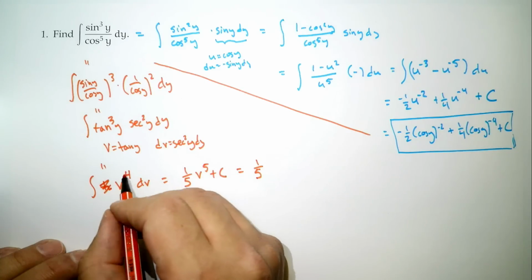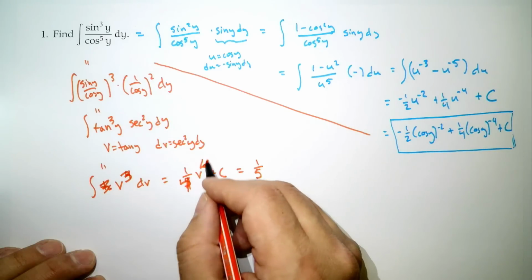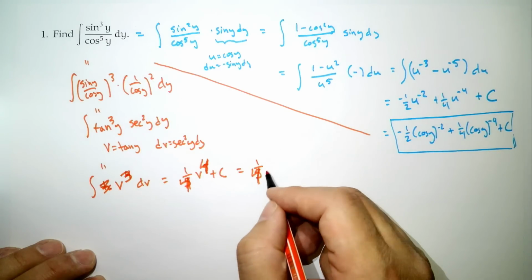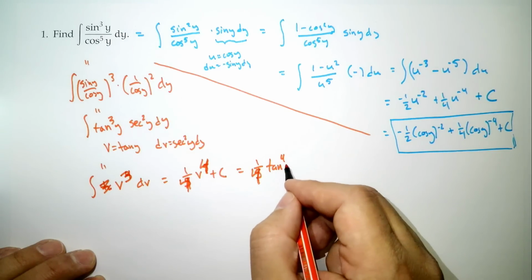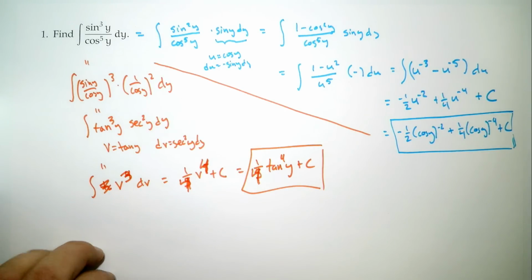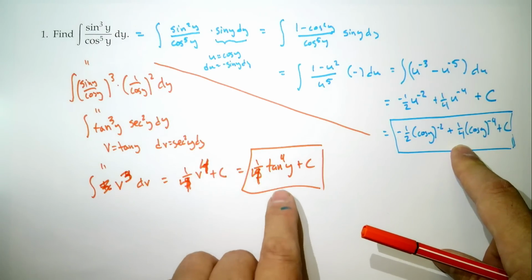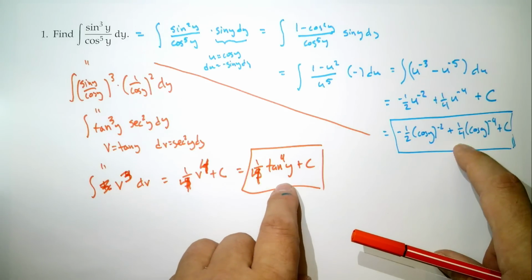meaning our final answer is 1/5. Why did I say to the 4th? V cubed. I was anticipating. Be careful. Check your work. 1/4 tangent to the 4th plus c. And there we go. Now the question is, which one is the right answer? This expression here or that expression there?